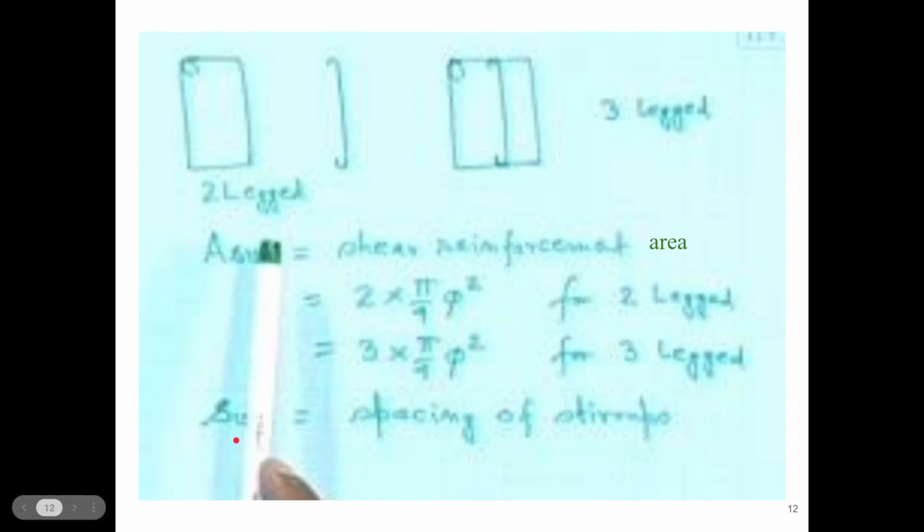Okay, and SV will be the spacing of the stirrups. As I told you, the consecutive distance center to center between two stirrups will be the spacing of stirrups, and it will be denoted by SV.